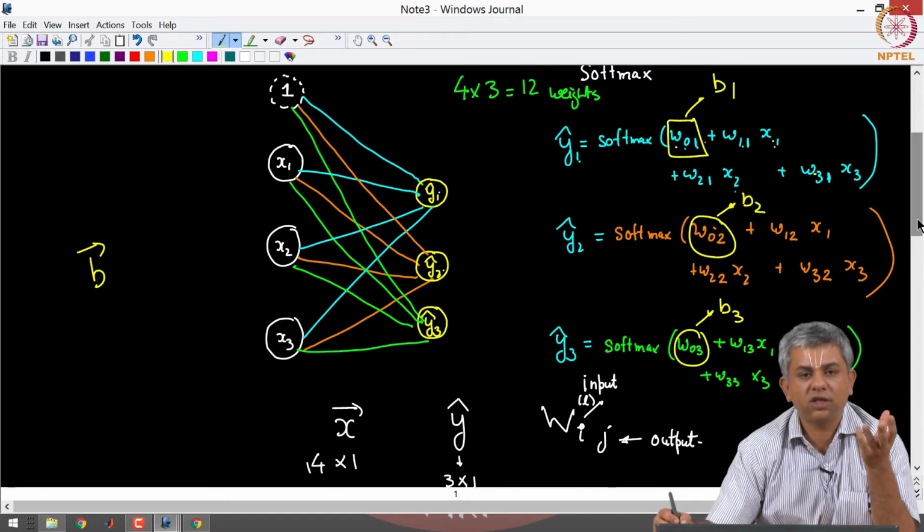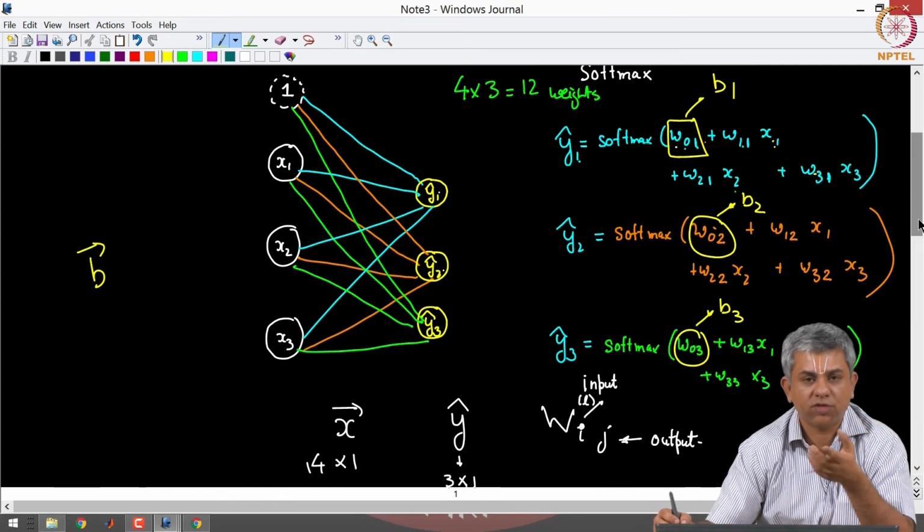So, we will be using this kind of notation, as I said before, we will be using this interchangeably, especially when it comes to future videos and future weeks.